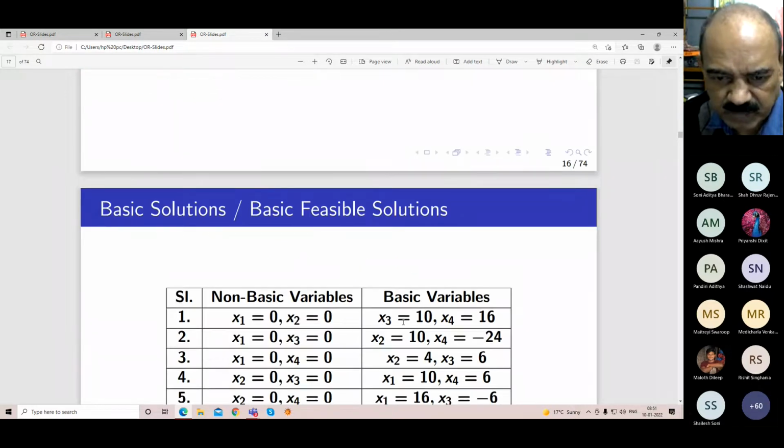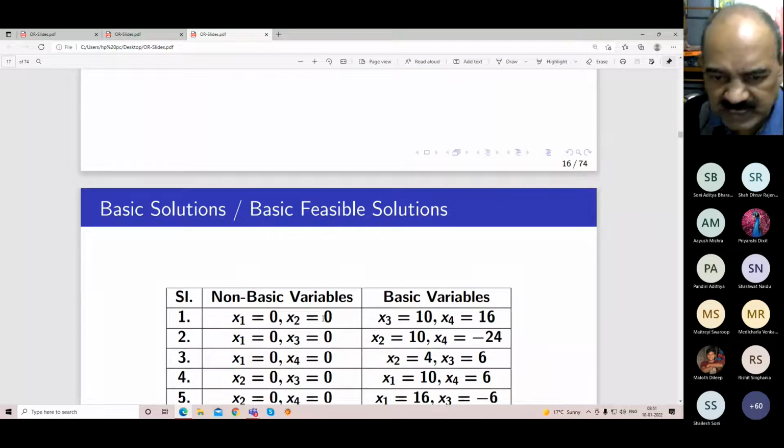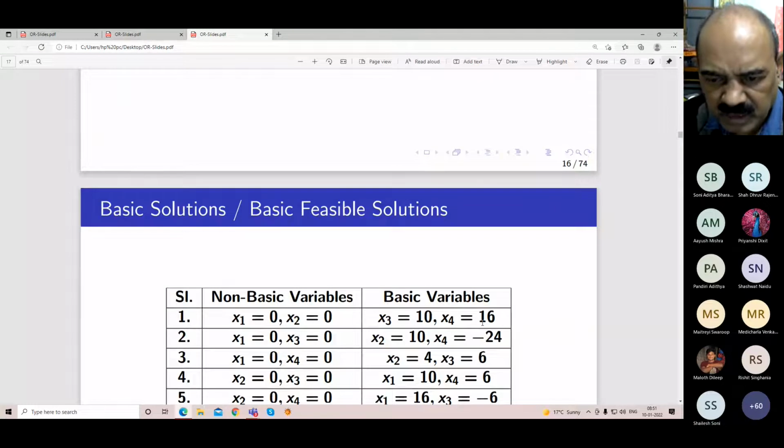See here, the first serial number 1. The non-basic variables x1 is 0 and x2 is 0. There are 2 non-basic variables. If 2 are non-basic variables out of 4, then 2 are basic variables. The basic variables x3 and x4 are becoming 10 and 16. So this is a solution.